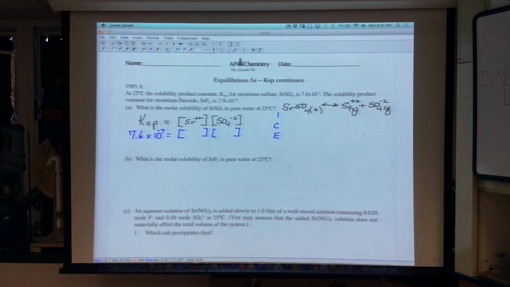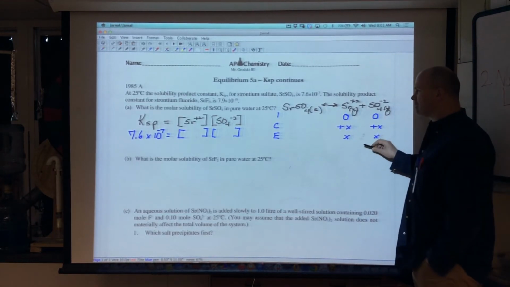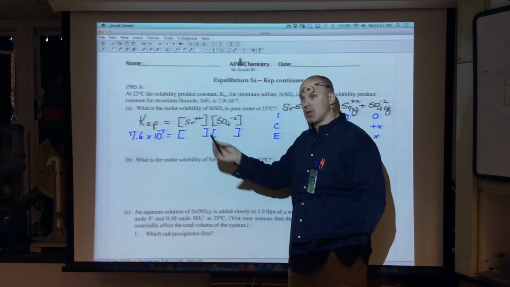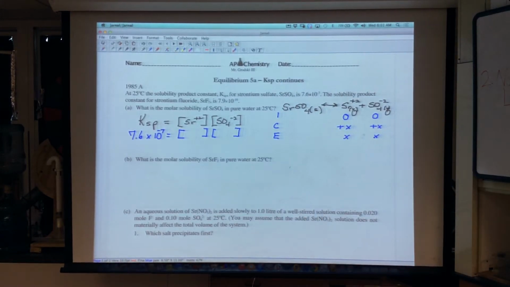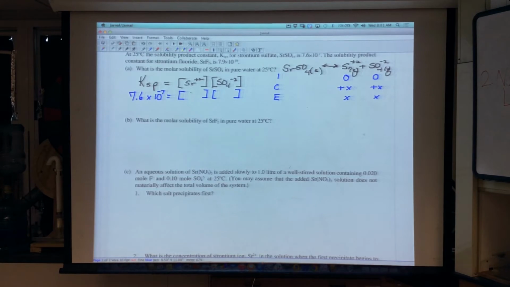Okay, clearly, initially we would have 0, if we started with 100% strontium sulfate being added. The change is plus x, and this would be plus x. Why is it plus x? It's 1 to 1. And of course, x plus 0 at equilibrium is just x. You probably didn't need to spend a minute to do all that to realize that this is x and x. So some of these ICE tables will be intuitive. Clearly, it's x and x. But if you have to initially, do that. So you've got x and you've got x. Clearly it's x squared is equal to 7.6 times 10 to the negative 7.